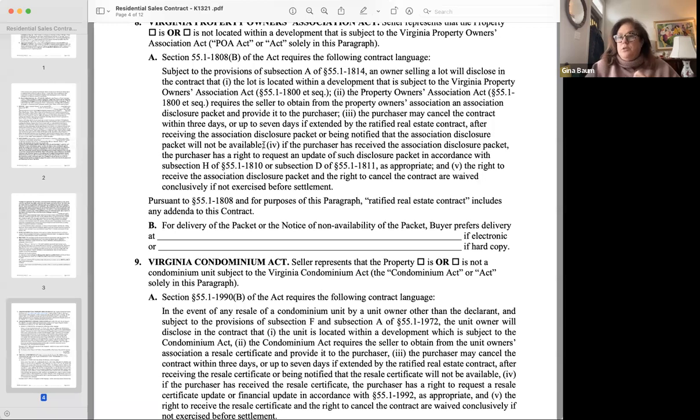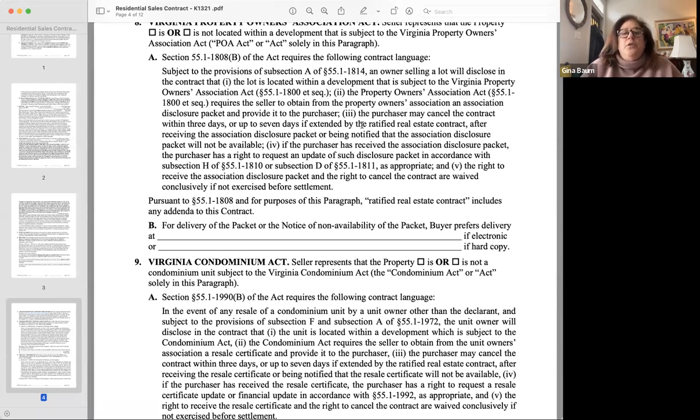So the buyer has 3 days to review the packet. If you all agreed in advance that they wanted 7 days, and we have an addendum for that and you use that addendum, then they would have 7 days to review the Homeowners Association Act packet. If they decide that what's contained in the packet is not for them, it could be anything, they do not need to disclose what matter it may be. They can void the contract with no penalty to the buyer and get their EMD back.